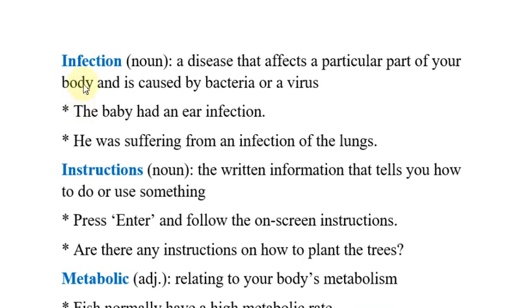Infection as a noun. A disease that affects a particular part of your body and is caused by bacteria or a virus. The baby had an ear infection. He was suffering from an infection of the lungs.